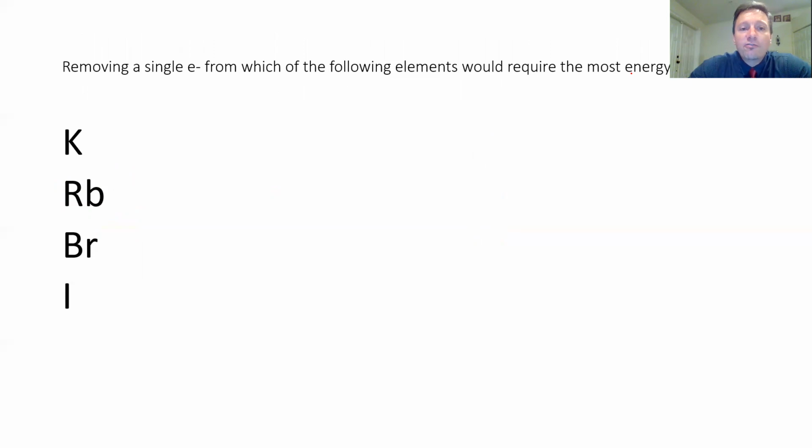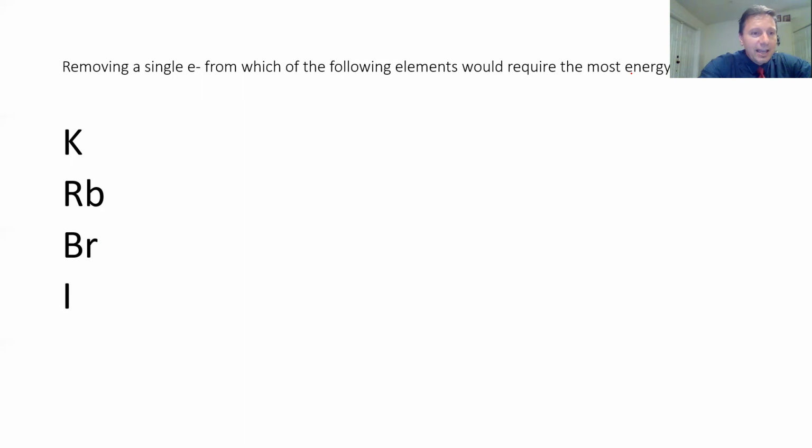All right, so here's a question. Removing a single electron from which of the following elements would require the most energy? So here we have potassium. Potassium is in our first family group, our alkali metals. So we have rubidium. It's in the same family. So here you have size. Let's do a quick comparison of size. As you go down a group, they get larger.